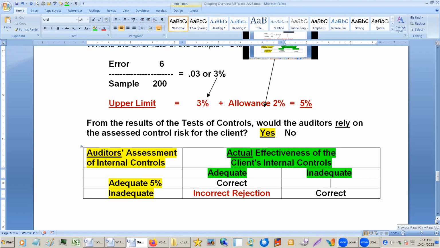Now, we could have also the other problem, and that is we think it's adequate. We come up in our test, let's say it's 5%, and maybe the actual controls are off by 15% or whatever, that we shouldn't be relying on them, even though we were. This is an incorrect acceptance. So those two are the problems. Which one of those two is more dangerous?